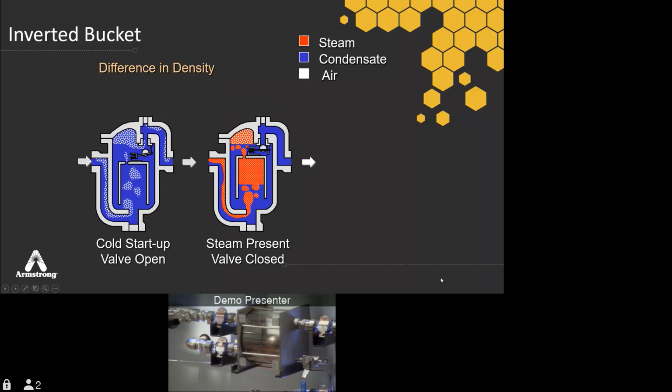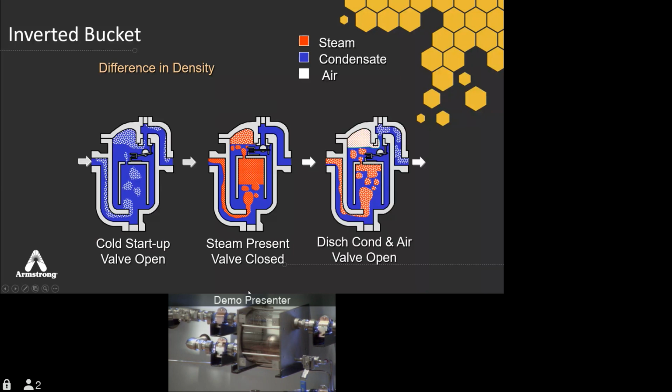And for the trap to open again, we need that steam under the bucket to start condensing. And once enough has condensed and we lose some of our buoyancy, the weight of the bucket will be great enough to pull the valve off the seat, opening up the trap, just like you see here. So the trap is open, and we're discharging condensate again.